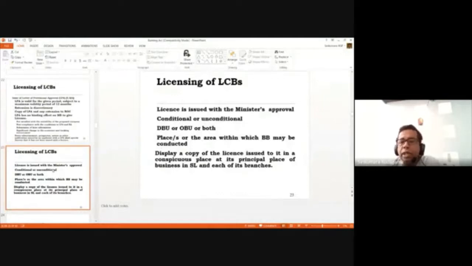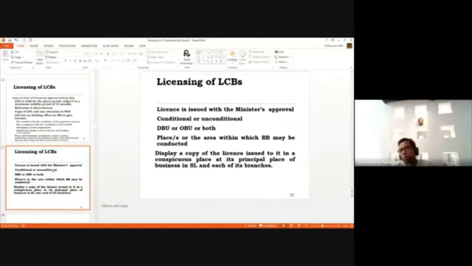Licensing is issued with the minister's approval. It was there in Section 2 itself. A license can be conditional or unconditional. A license may be subject to certain conditions, or it may be totally unconditional. And a license may be given only for the purposes of establishment of a domestic banking unit, or an offshore banking unit, or both DBU and OBU. Okay?